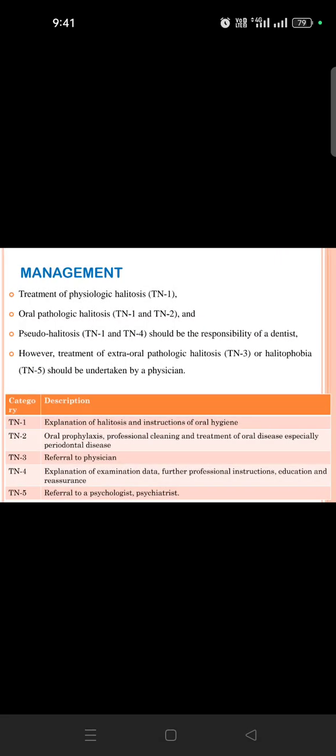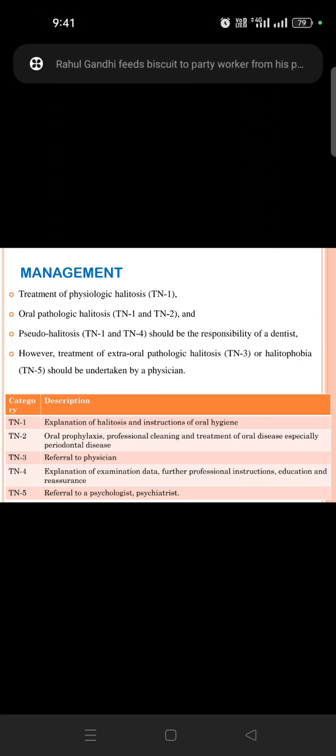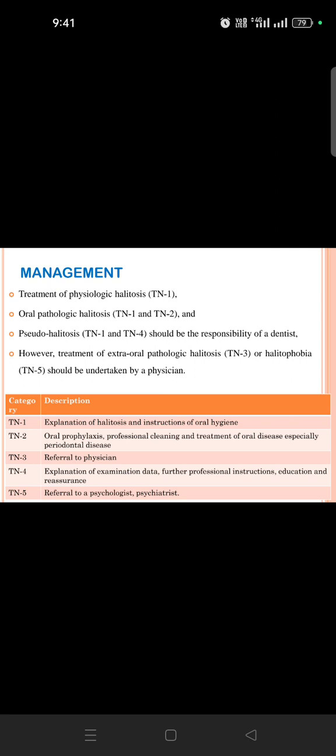Now, coming to the management of halitosis. Whenever there is physiological halitosis, treatment need 1 is done. That is the explanation of the halitosis, and instructions and oral hygiene are given to the patient. For oral pathological halitosis, it consists of treatment need 1 and treatment need 2. TN1 is oral hygiene measures given to the patient, and the second, TN2, is oral prophylaxis, professional cleaning, and treatment of the oral diseases, especially the periodontal diseases.